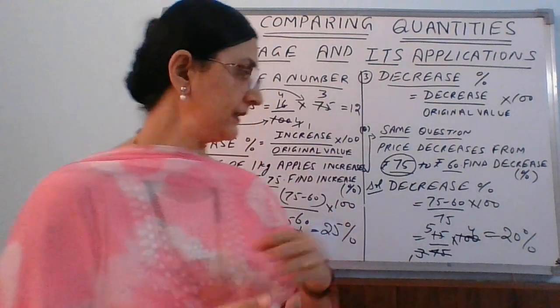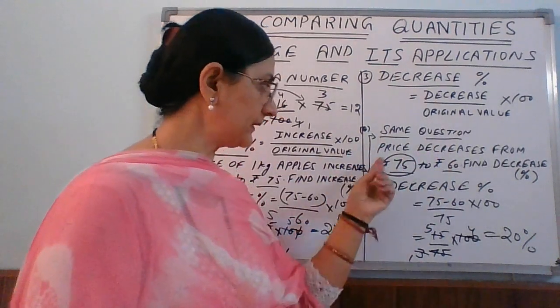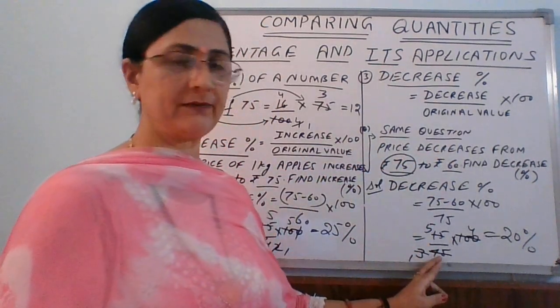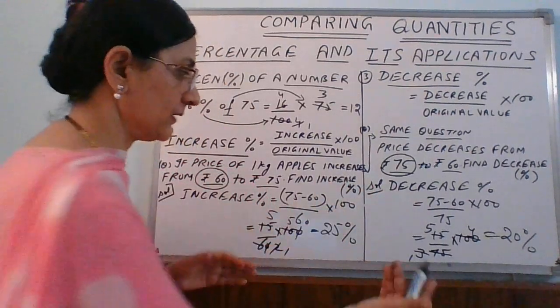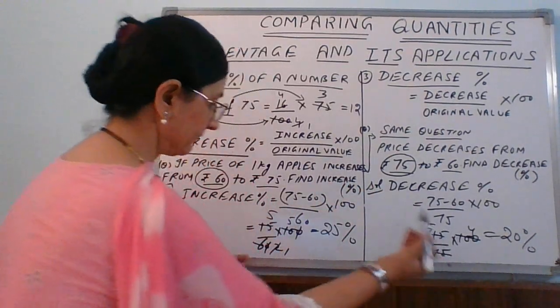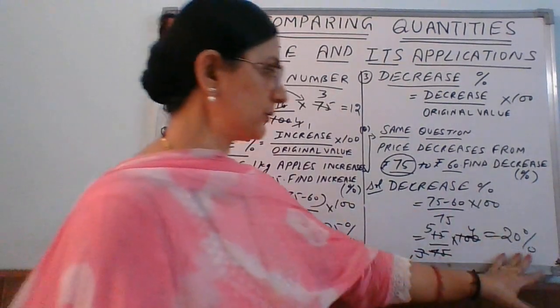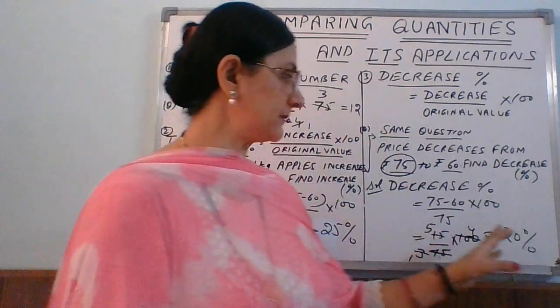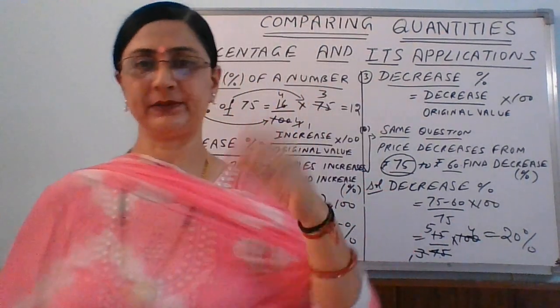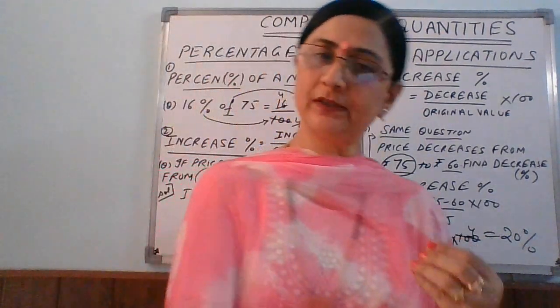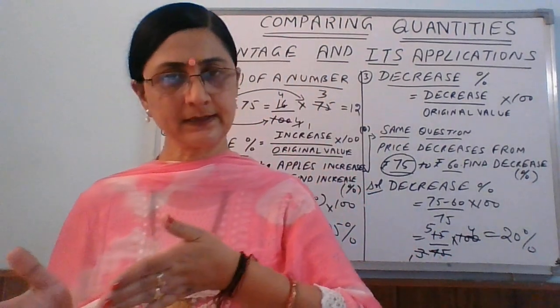The decrease is 15 only. It decreased by 15, and what was the original value? That was 75. So here we have to put the decrease over the original value. Here the original value was 75. Difference, which was the same in both, into 100. So it has been decreased by 20%. I hope it's clear. You can find out the increase and the decrease percentage.